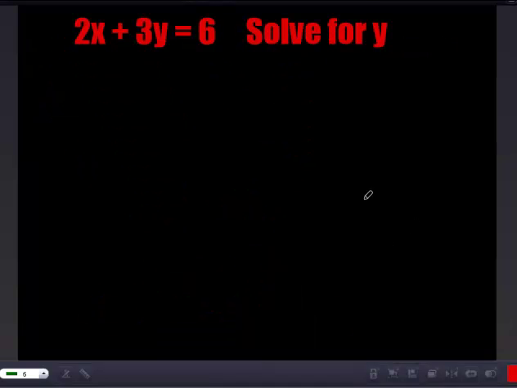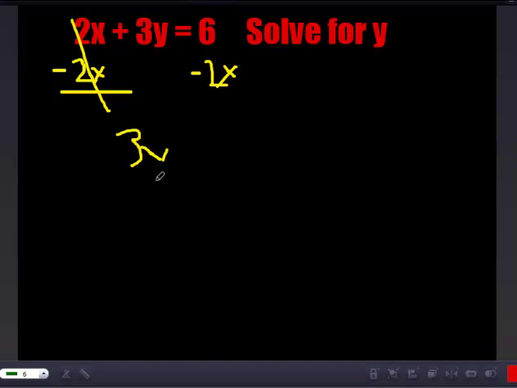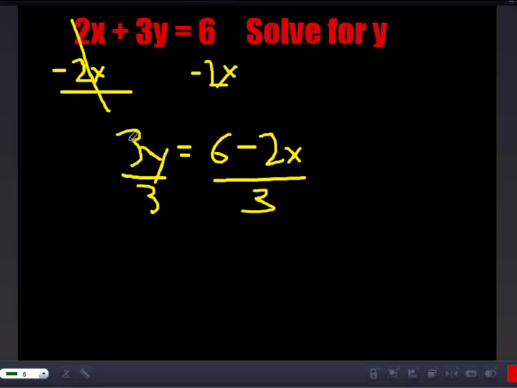In this problem, we're going to end up solving for y. So to solve for y, we have to get it all alone. To do that, we're going to take this 2x and move it to the other side by using inverse operations. That goes away, now it comes over here. Then we have 3y equals 6 minus 2x. Then y is almost alone. We just have to get rid of the 3, so we're going to divide by 3 on this side and divide by 3 on that side.